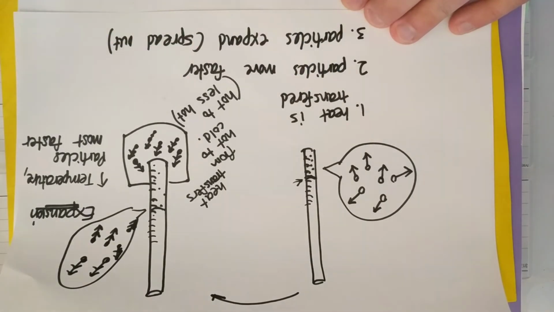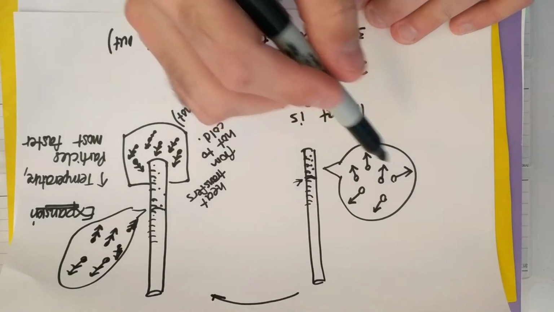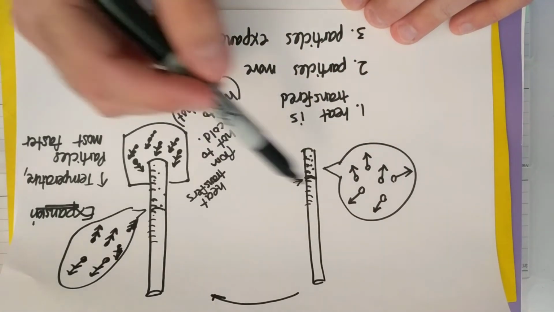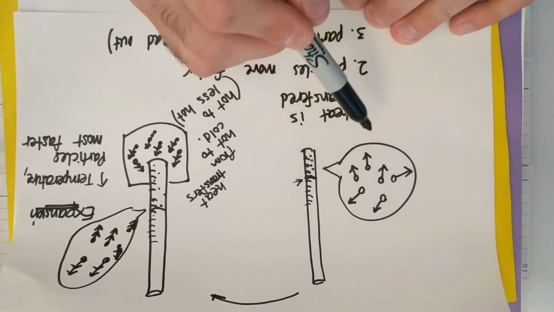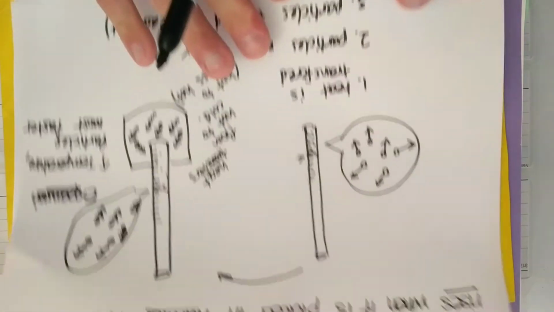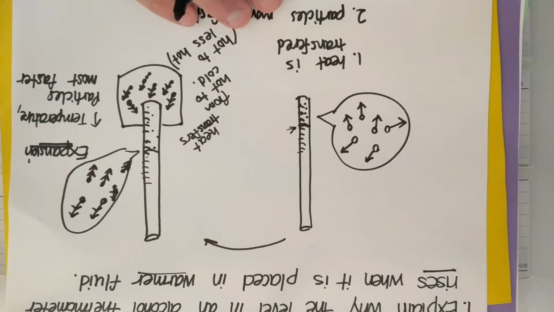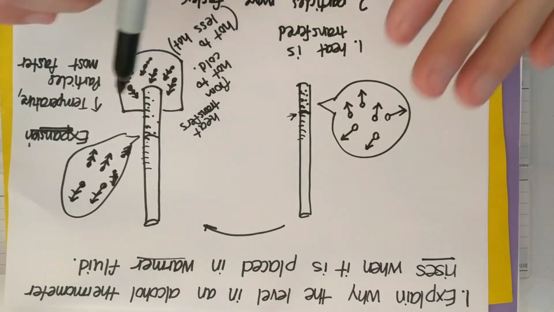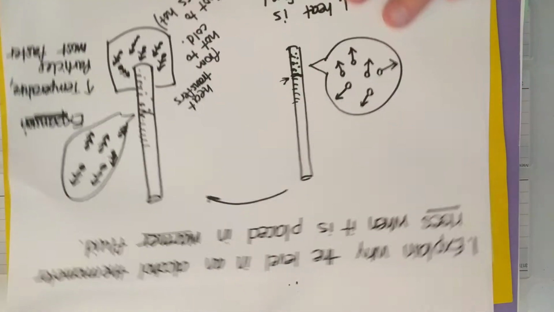It's expansion and contraction. The other question says, what happens if you put the particles in contact with something that's colder or less warm? Well, the particles will move slower and they'll contract or get closer together. Okay, so if you see a question about what happens inside a thermometer, make sure you're able to explain it using images and diagrams like this.